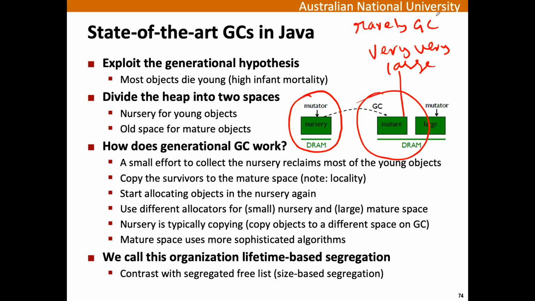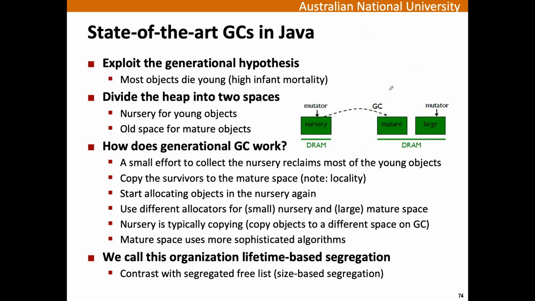And the intuition is that if something has survived the initial period of its lifetime, then it is likely to survive. It is likely to live a very long life, right? If the infant mortality is high, it means anything that survives is likely to have a very long life. So let's not look at their lives. Let them live in this very large space. And when we run out of it, we will garbage collect it.